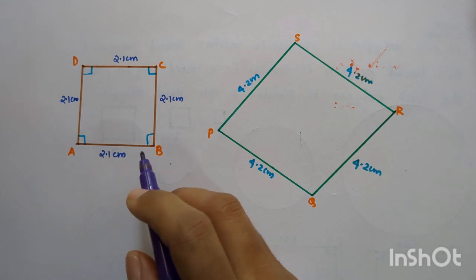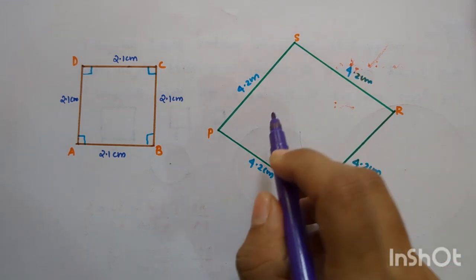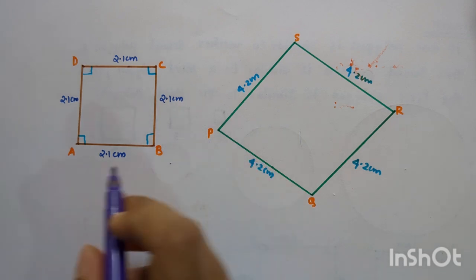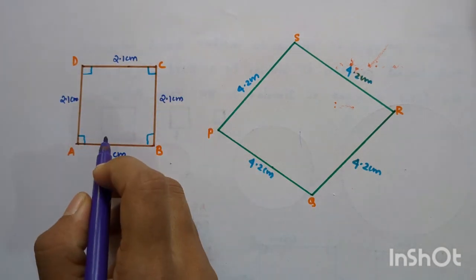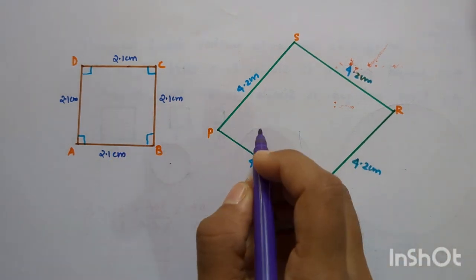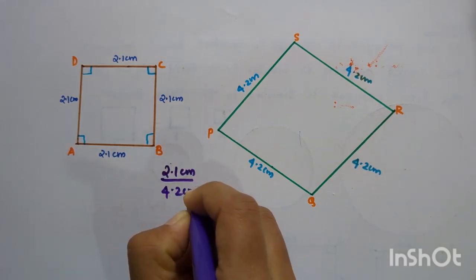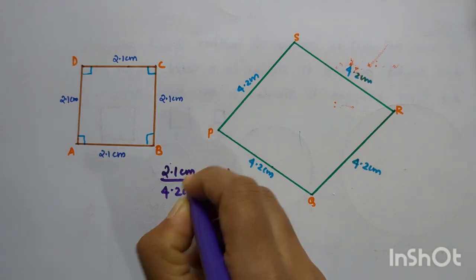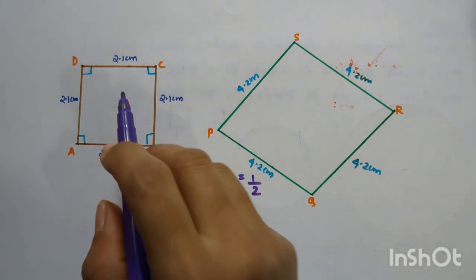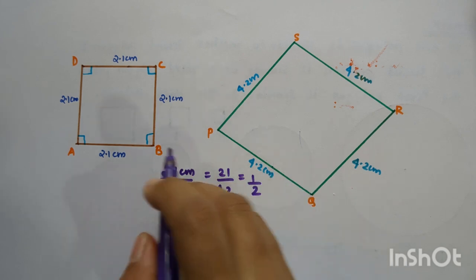Now consider another two quadrilaterals, a square ABCD and a rhombus PQRS. See here the ratio of any two corresponding sides will be, you see here all these sides are having 2.1 centimeters length, here all these sides are having 4.2 centimeters length. So when you take the ratio of any two corresponding sides, you will get the ratio as 2.1 centimeters divided by 4.2 centimeters, which is actually 21 by 42. So this is actually equal to 1 by 2. So the ratio of any two corresponding sides of these two quadrilaterals will be 1 by 2. That is the same. All the corresponding sides are in the same ratio.